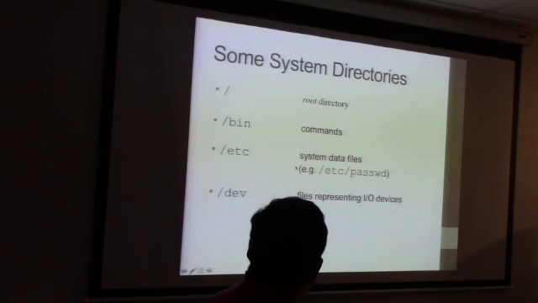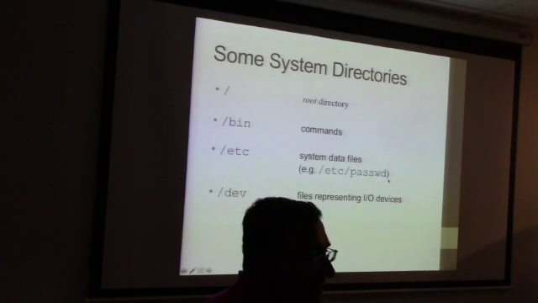Okay. So etc is a directory that saves system data files. For example, it has system passwords, all the passwords that you have. Everybody's passwords are stored in this file, or at least those of the users on the system.